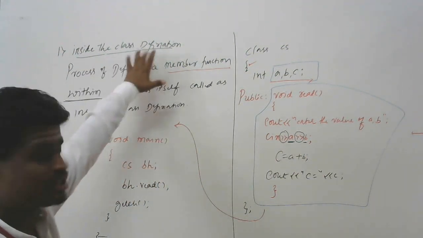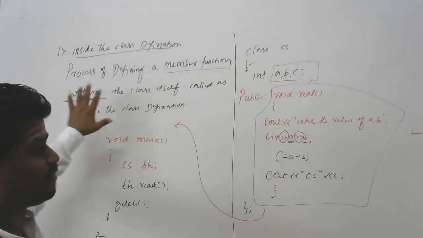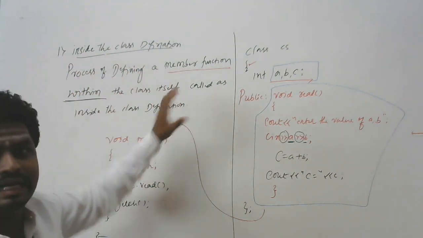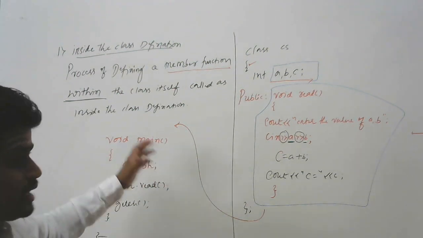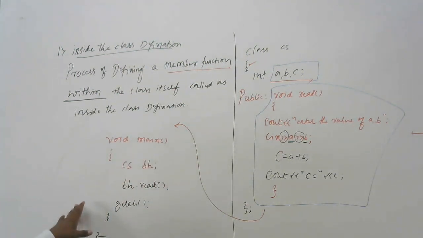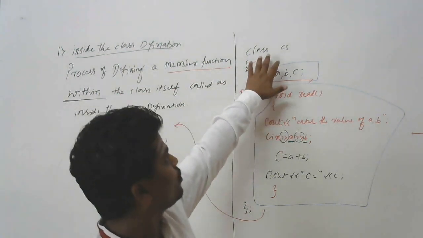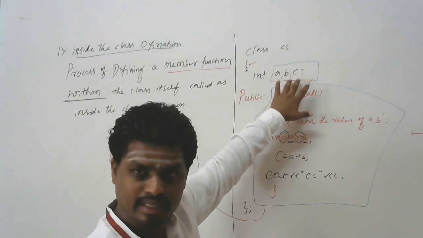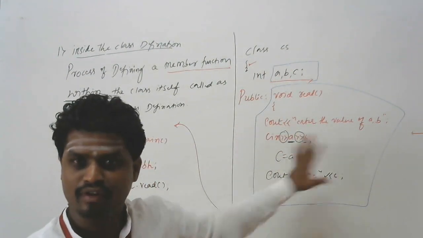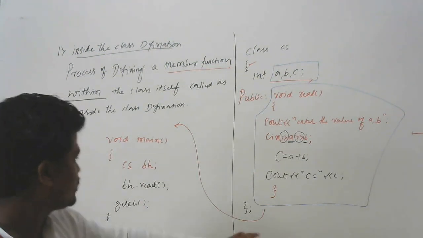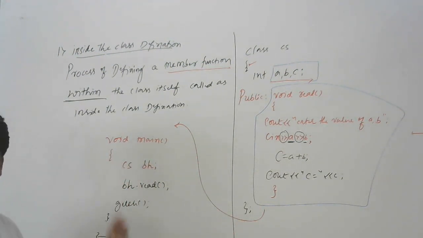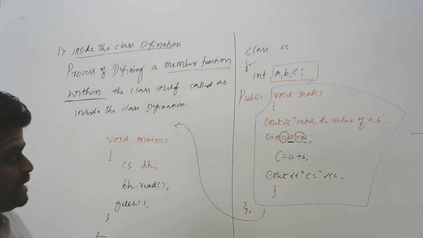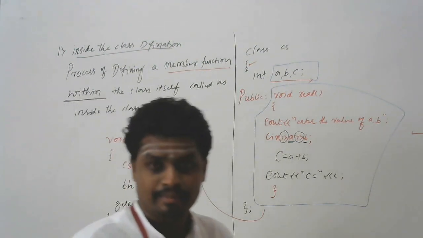Inside the class definition, the process of defining a member function within the class block itself is called inside the class definition. And the same thing you are writing here in one program: class CS followed by the data member, then the member function, close the block, void main, and execute the program. Please have a look at this particular program.